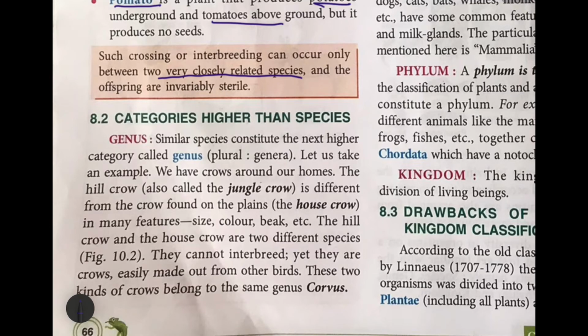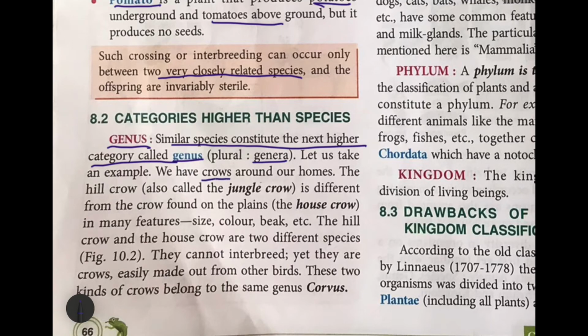Now next, after species comes the genus. Similar species, same types of species, they come together to form what is known as a genus. So similar species constitute the next higher category called genus. Plural is genera, that is many genus together is known as genera. Let us take an example.